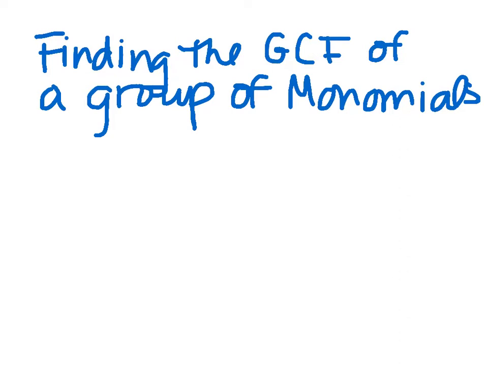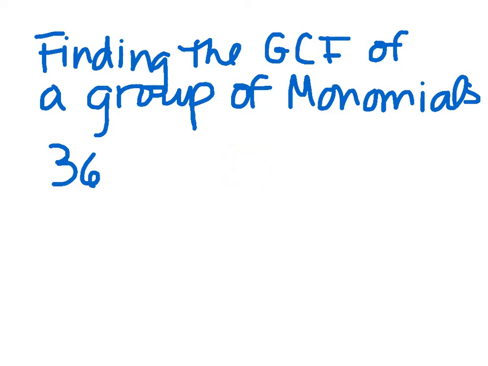We're actually going to be talking about two different skills today. The first being how to find the greatest common factor of a group of monomials. This is based exactly on what we've been doing with how to find the greatest common factor of two numbers. Let's take the numbers 36 and 54.